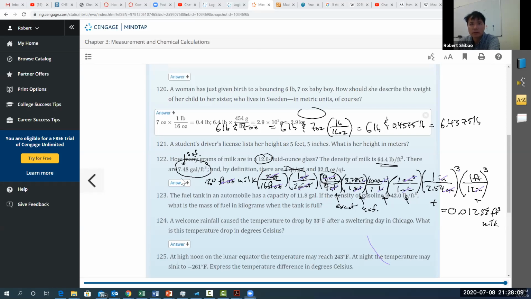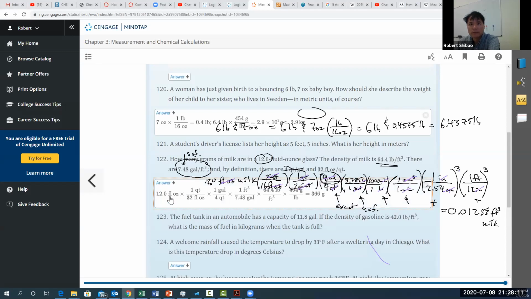Let's see what the book did. So they went from fluid ounces to quarts. Oh, here they use 32 fluid ounces in a quart, or 64 fluid ounces in a gallon. Those are perfectly fine, and all those are exact. Or 8 fluid ounces in a cup. You know, we could use any of those and then just convert it, get it to gallons. Once we get it to gallons, then they're using this one big one here.